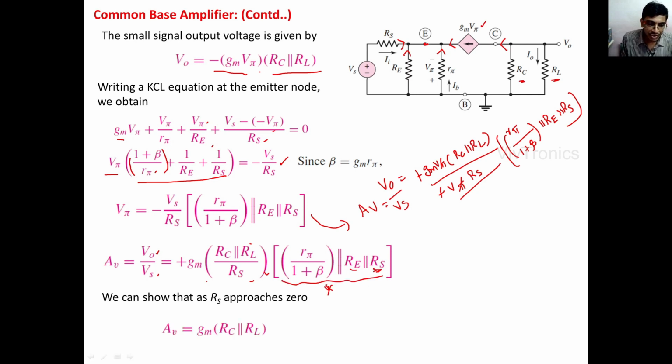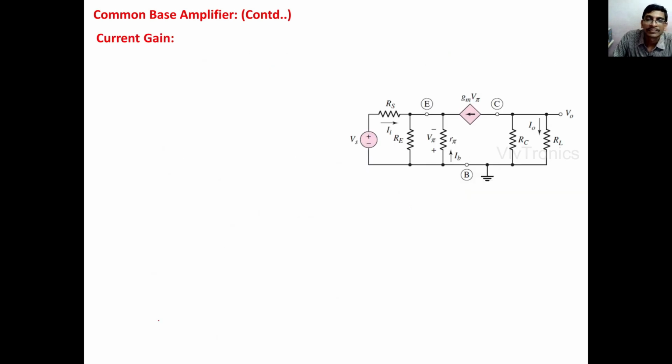Here we are assuming that Rs is approaching 0, which means that Rs is a very small value. The small value in parallel with any value will be equal to Rs. Therefore, this entire term will be equal to Rs, so that we can cancel Rs and Rs. Therefore, the AV equation will be equal to Gm into Rc parallel RL. That is the voltage gain equation for the common base amplifier.